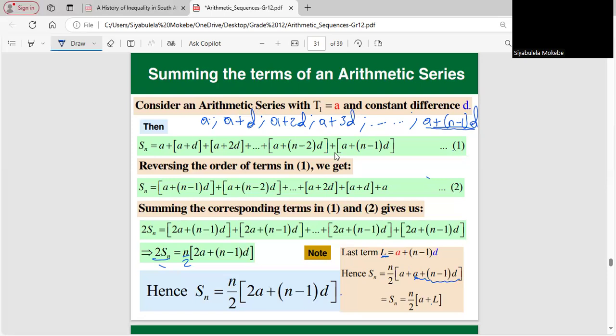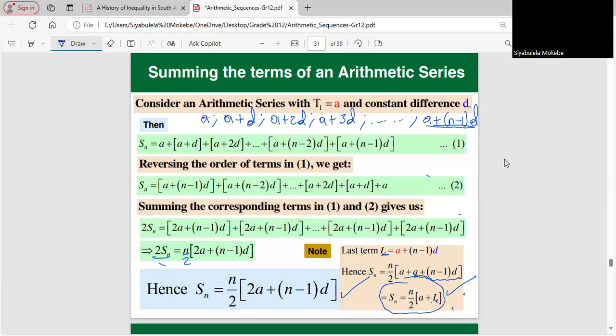So we have two formulae now, 1 and 2. You're going to use this one if you're given the last term of your series, and if you're not, then you can basically use the first one. In most cases you won't get the last term, but if you do, then you are going to use the second one.